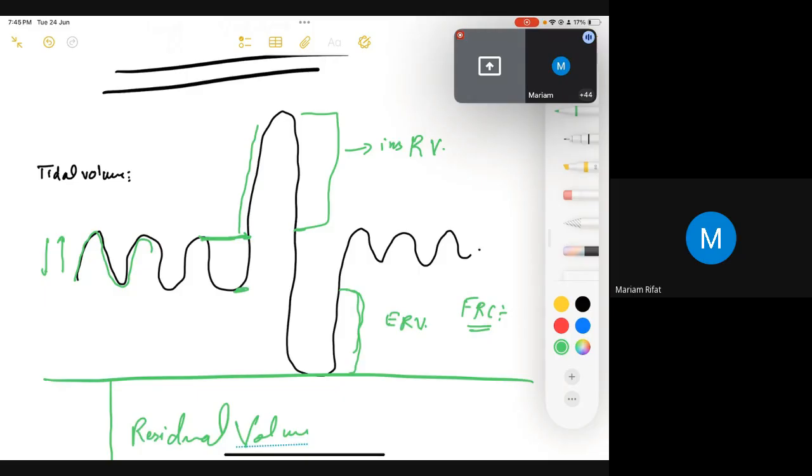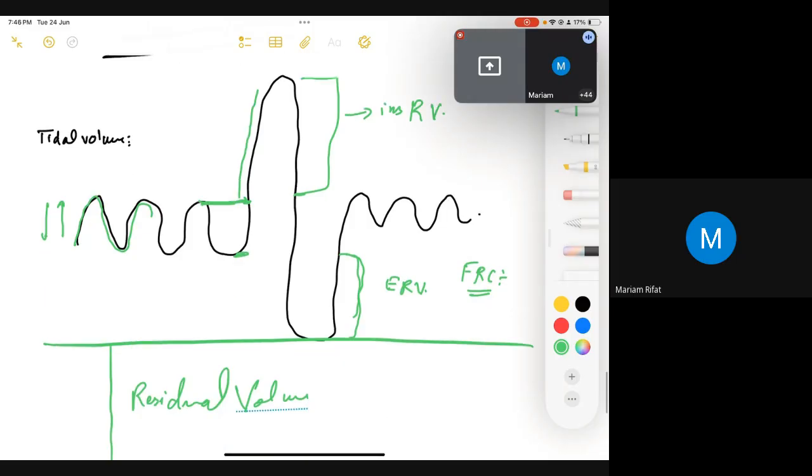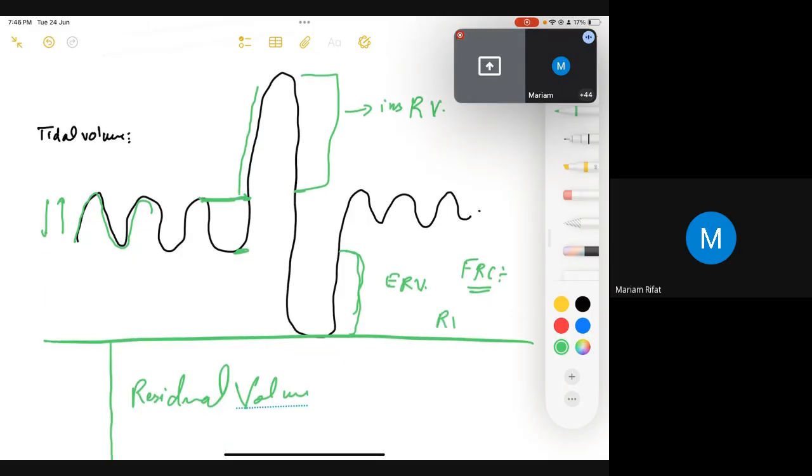It's the residual volume plus the expiratory reserve volume. So this volume is basically your functional residual capacity, and it's really important to know functional residual capacity.